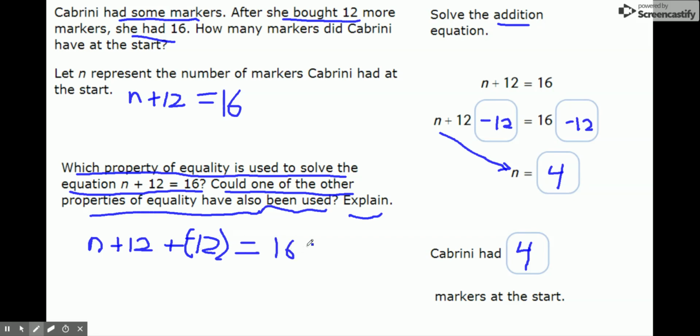And you do 16 plus negative 12. But to me, this is just like a silly thing, because technically, whenever you're adding a negative number, you're really subtracting anyway. And so this is just kind of being silly. It's the only way I can think of in terms of using a different property of equality where you use addition. But for the main one, we're going to use subtraction property of equality.